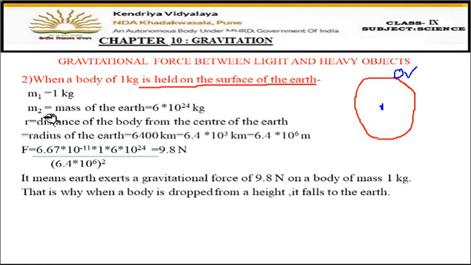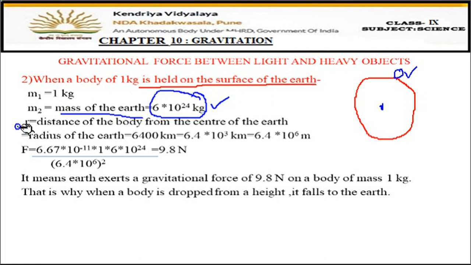M2 means the second body, which is the earth, because the earth is pulling this body towards itself, right? So m2 is the mass of the earth, and the mass of the earth is 6 into 10 raised to 24 kilograms. You have to learn this value, right? Mass of the earth is 6 into 10 raised to 24 kgs.